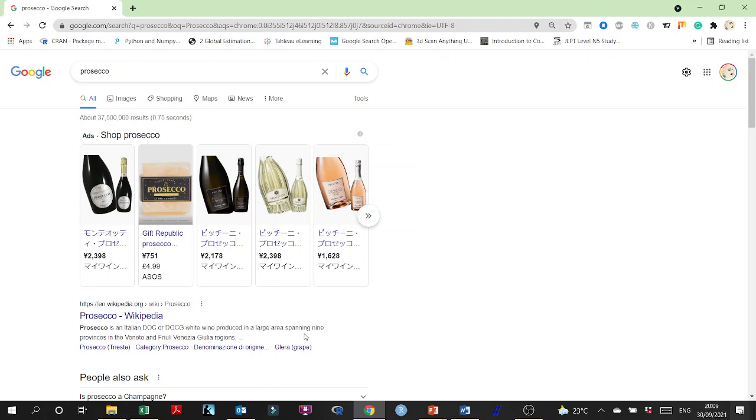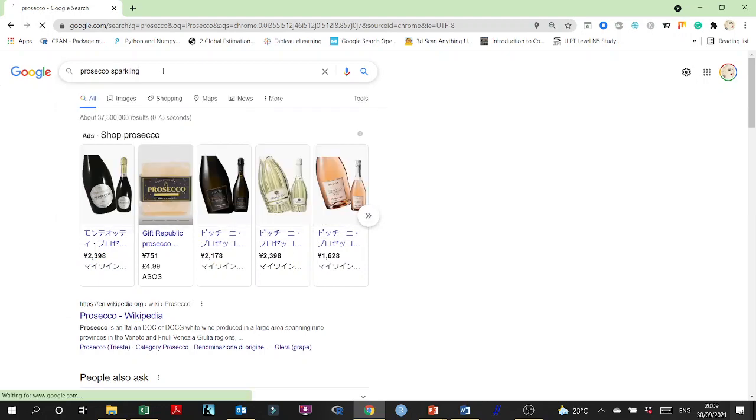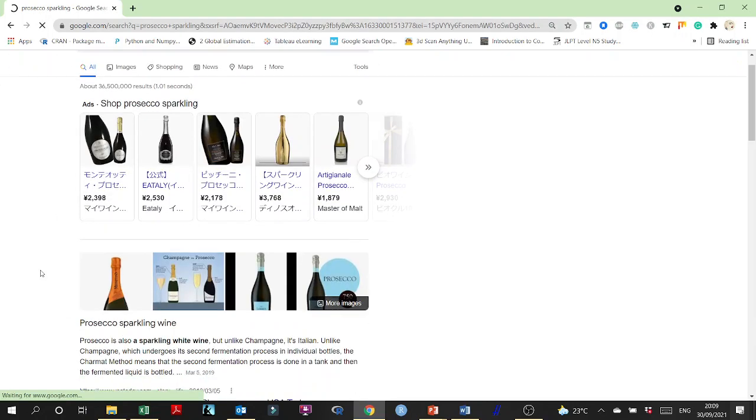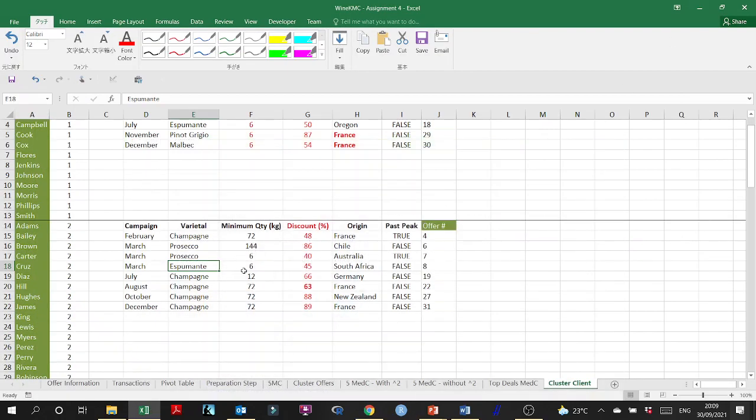White wine produced in large volumes. Is it sparkling? Yes, it is a sparkling wine. So Prosecco is a bubbly wine. So all these are bubblies. So these guys value the bubbly sparkling wine.